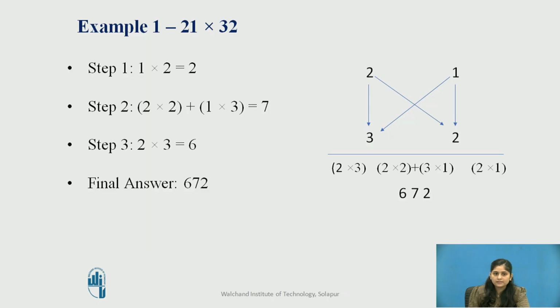So our final answer we write from right to left. So 2 into 1 is 2 as it is. Then 2 into 2 is 4, plus 3 into 1 is 3, so 4 plus 3 is 7. And then last, 2 into 3 is 6. So our final answer is 672. This is for 2-digit multiplication.